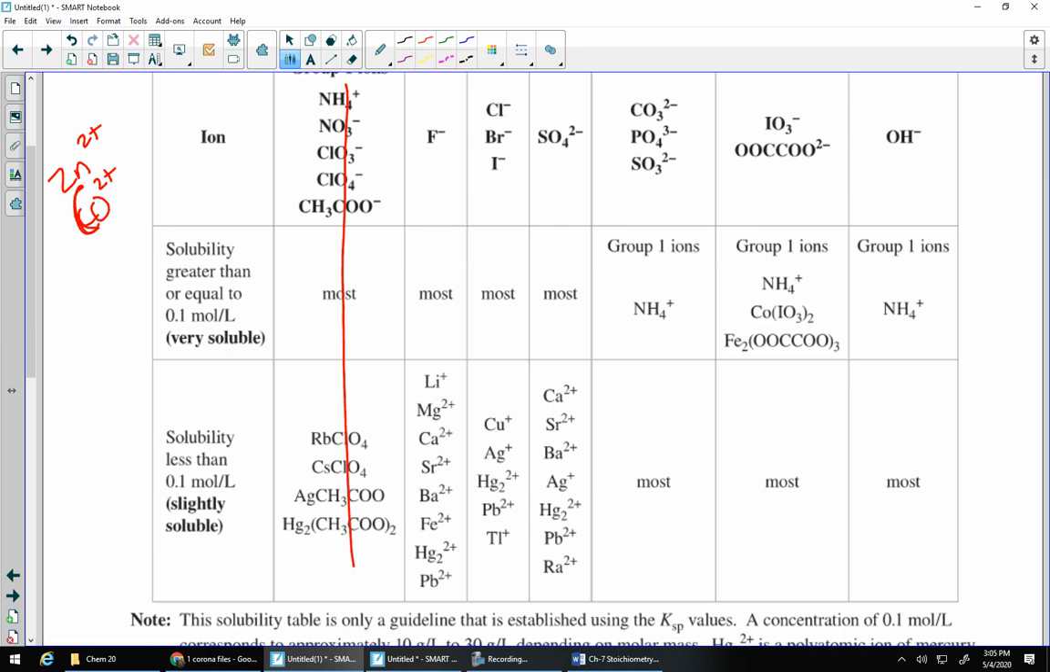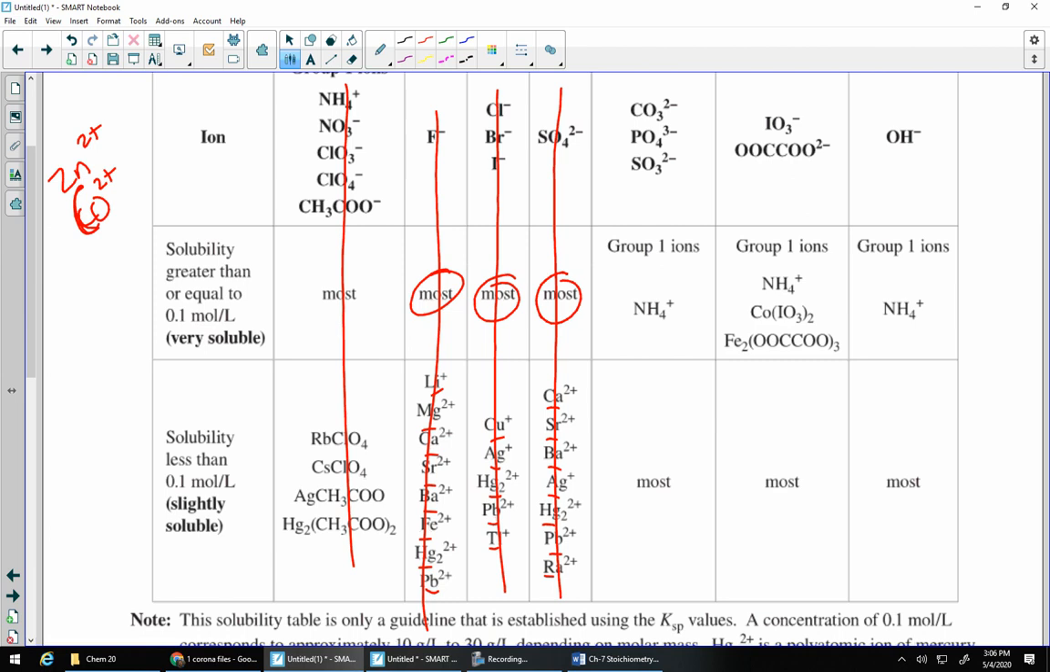Let's look at fluorine. So fluorine, no. Fluorine is useless, because both zinc and cobalt are going to fall under most. Same thing with this. Zinc and cobalt fall under most. Let's check out SO4. Nope. Useless. Everything falls under most. They're both highly soluble. You're not even going to get a precipitate. These ones, let's see, zinc and cobalt. Well, zinc is not in group 1. Neither is cobalt, and obviously not this. I think, again, a little bit useless.